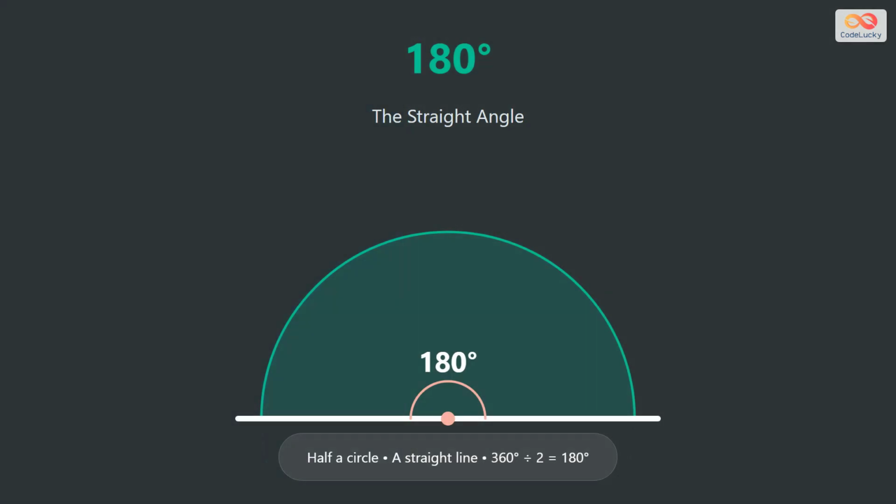If you take a full circle and divide it by 2, you get 180 degrees. This is called a straight angle because the two rays form a perfectly straight line.